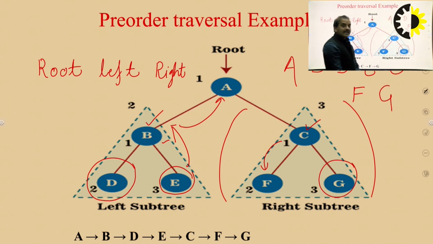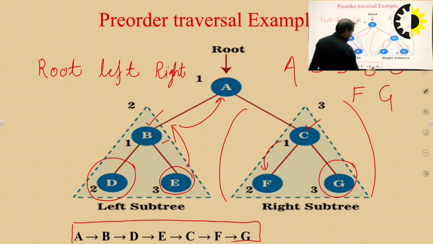This is the sequence of traversing a tree in pre-order traversal. This is the sequence we have written here. First, we have to process A, then B, then D, then E, then C, F, and G. This is the sequence of traversing a binary tree by using the pre-order traversal algorithm.